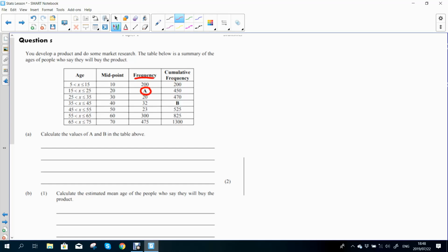Now you need to understand the difference between frequency and cumulative frequency. It's two different things. Frequency is the total of the data number that you're looking at. So at the bottom you have 475, and then there's one value missing. Okay, so A is missing. How do I know how many numbers fall within this group of 15 to 25? So that's what I need to figure out.